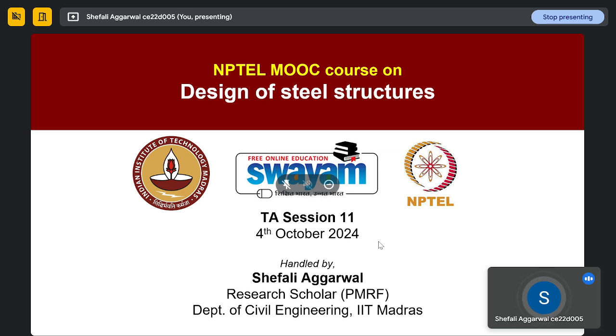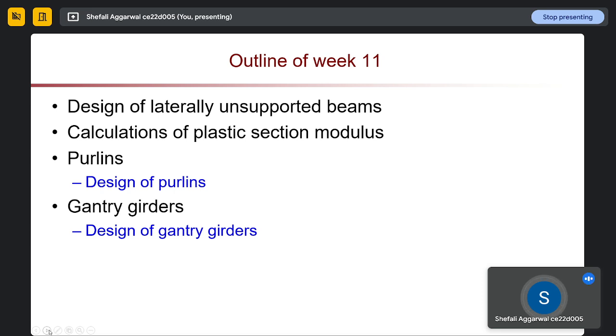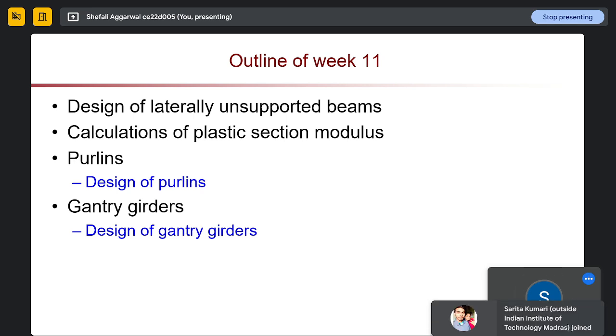Today is our 11th week session on the topic design of steel structure. As we started the design of beams in the last module, in this 11th week you might have studied the design of laterally unsupported beams. We divided our beams into two parts: laterally supported and laterally unsupported beams. Laterally supported beams, we have already done the designing and all the questions in the last week.